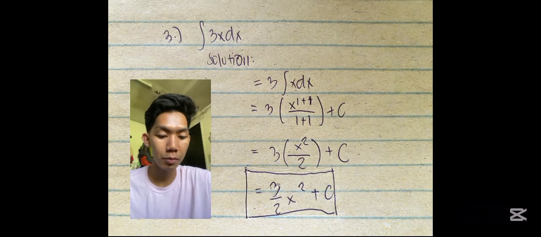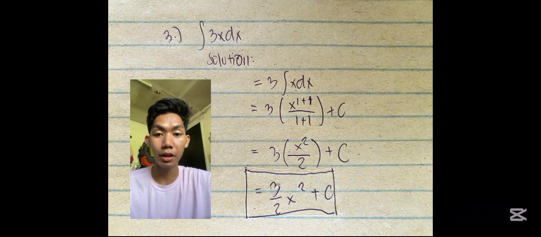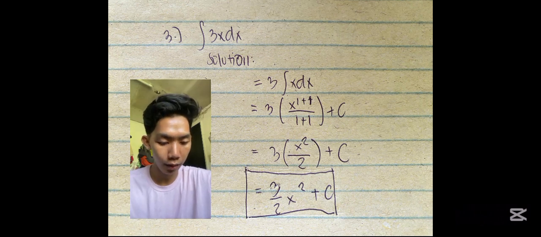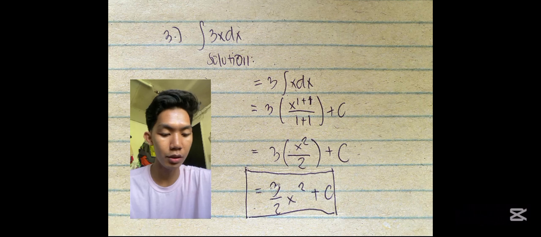And our last problem is the integral of 3x dx, where we solve it the same as the first problem that I've given, which is the integral of 4x dx. So how do we solve the integral of 3x dx? First, we place the 3 outside the integral and place x dx, where we substitute the integral with the parentheses, and we place plus C.